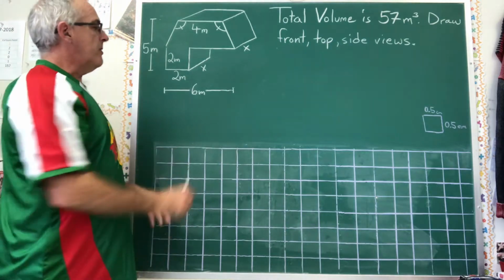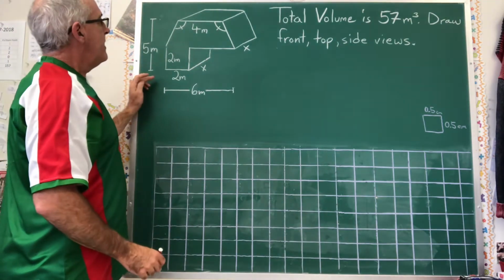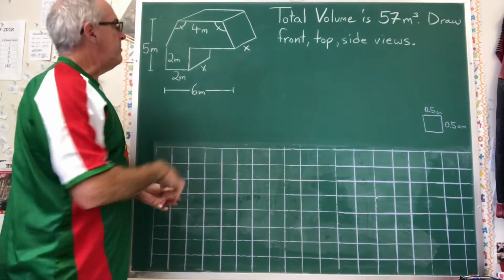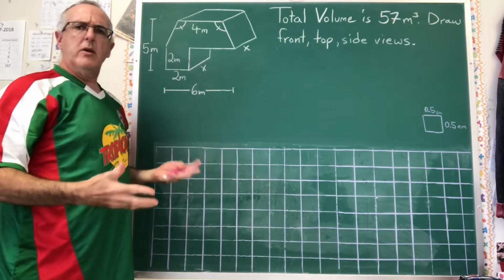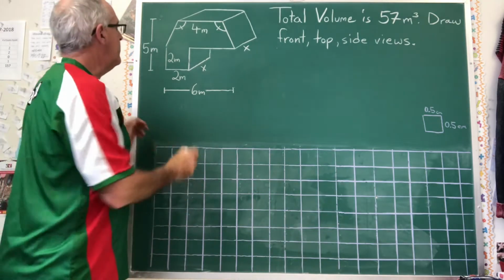So I'm not going to start drawing the front view yet. I'm going to find X first. Now, given a volume, we want to use a volume formula, but of course this object is not one where we have a volume formula. It's a composite. We have to break it down into familiar shapes.